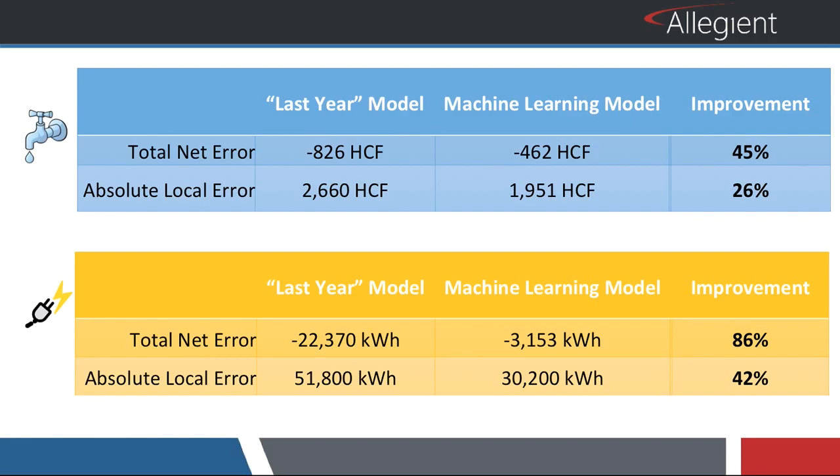The total net error was reduced from an under prediction of 22,000 kilowatt hours down to 3,000 kilowatt hours, a whopping 86% improvement. The local error, the redistribution costs, would be significantly reduced as well, from 51,000 kilowatt hours down to 30,000 kilowatt hours.